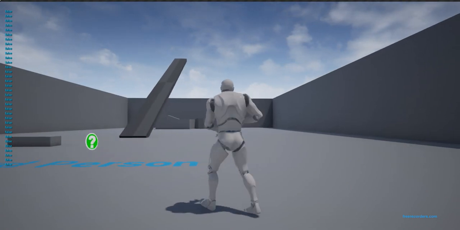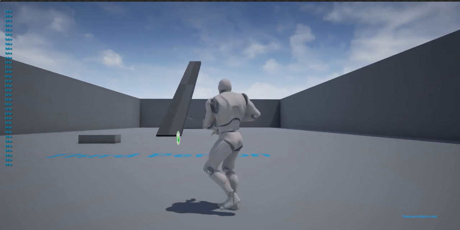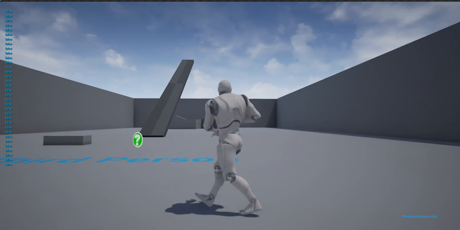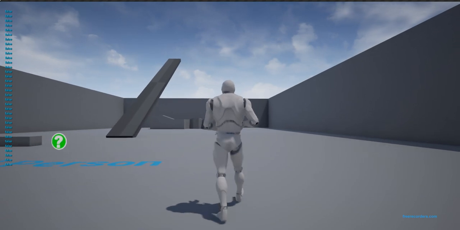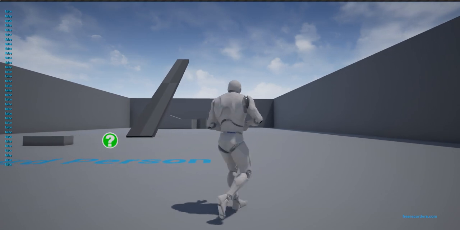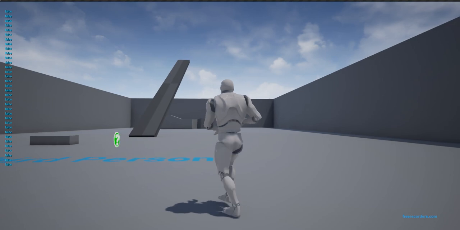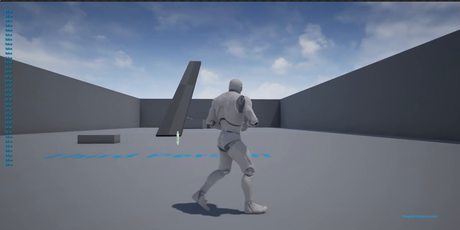So you can see, when he goes over the threshold, he sort of moves his hips around. It looks okay. There is a bit of feet shuffling, but it's not too bad. Anyway, that was my first thought at how I might approach the issue.